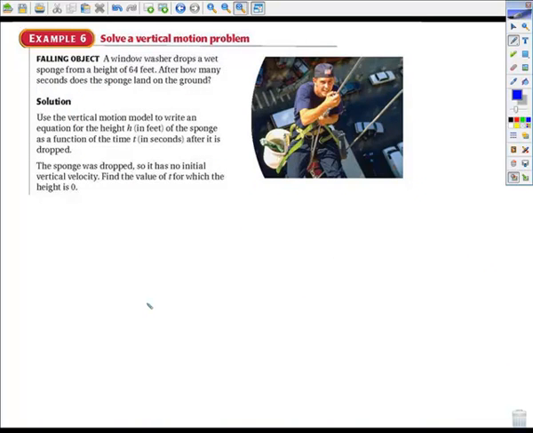Alright, last problem. We're going to use the vertical motion model, and recall that the vertical motion model is h equals negative 16t squared plus vt plus s. Make sure you commit that to memory. A window washer drops a wet sponge from a height of 64 feet. After how many seconds does the sponge land on the ground?